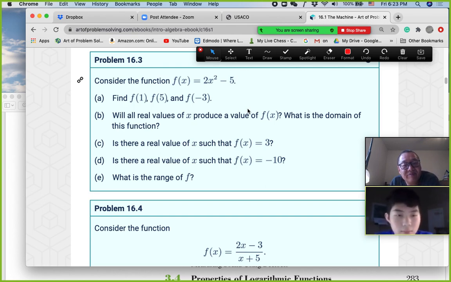Then C. Okay. 3. 2 or negative 2. Yes, very good. D. No, because a square can't equal a negative. Right, very good. E.